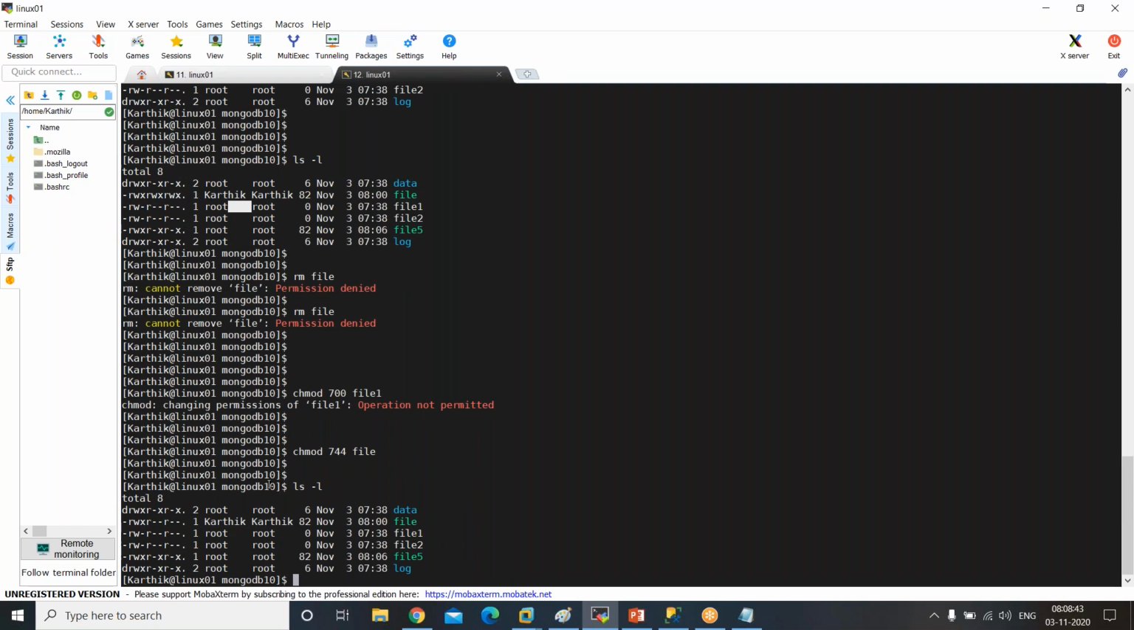So previously the file permissions are: read, write, execute, read, write, execute, read, write, execute. But here he modified the permission. So Karthik is able to modify. Why is he able to modify? Because he owns the file. He can manage the permissions. You don't need sudo, because you own the file already. If he's owning the file, he can manage the complete permissions on the file level.